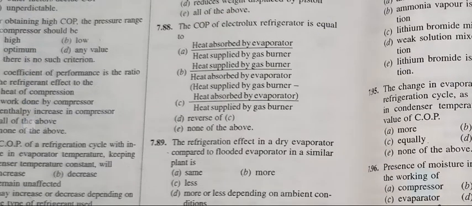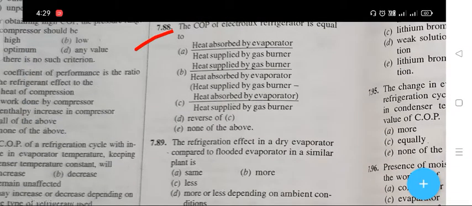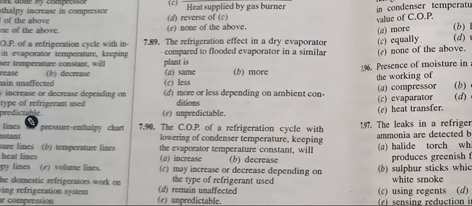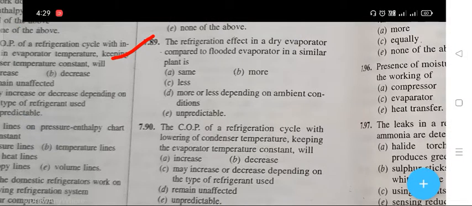The next question is the COP of Electrolux refrigerator is equal to. The right answer is A, that is heat absorbed by evaporator upon heat supplied by the gas burner. The next question is the refrigeration effect in a dry evaporator compared to flooded evaporator in a similar plant is. The right answer is C, less.